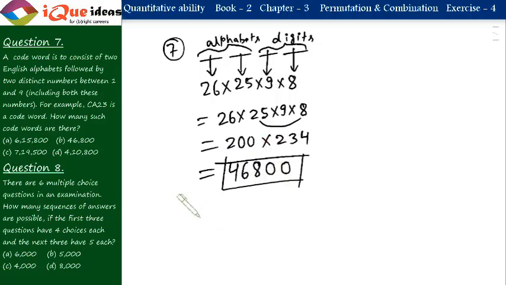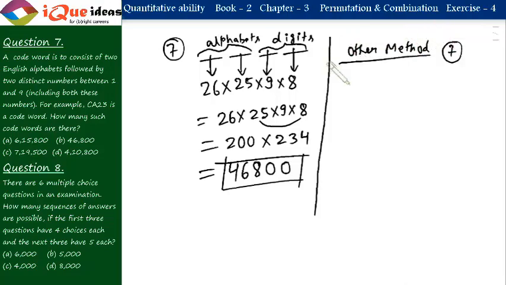Right? Now, there was one more way of doing the same question. Let's say like this. Other method for question number 7. How do we do that? See, these two places are to be filled by alphabets. These two places are to be filled by digits. Right? Now, let's do one thing. First, fill these two places.